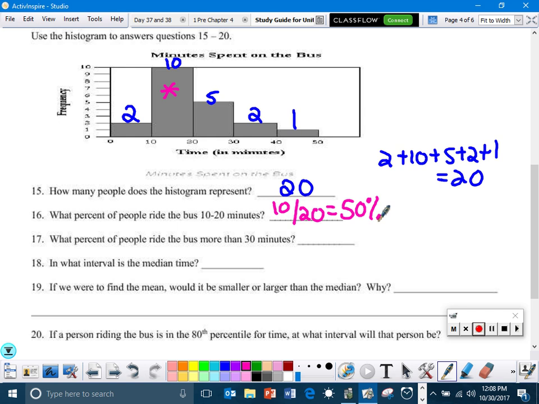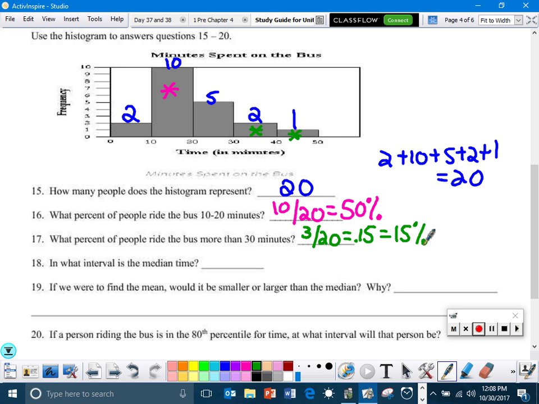What percent of people ride the bus more than 30 minutes? All right, so more than 30. Let me change colors here. Let me go with green. That would be this and this. So more than 30 would be 3 out of 20. Okay, now the decimal for that is going to be 0.15. And so the percent would be 15%.